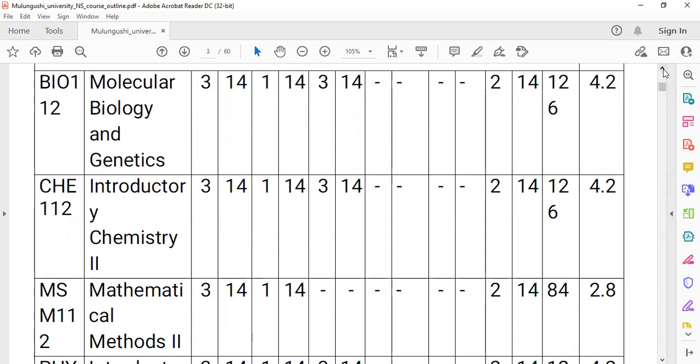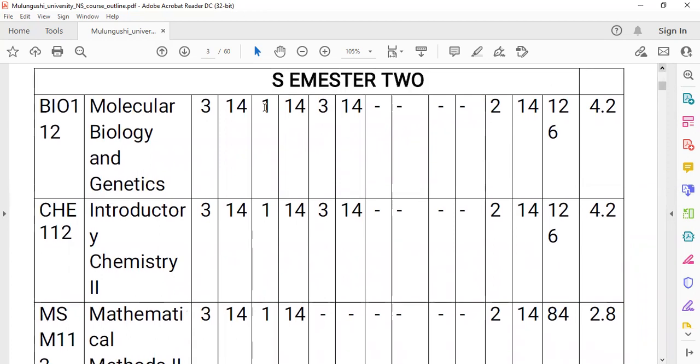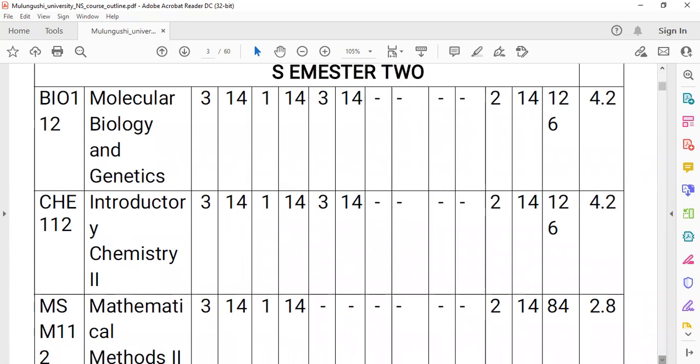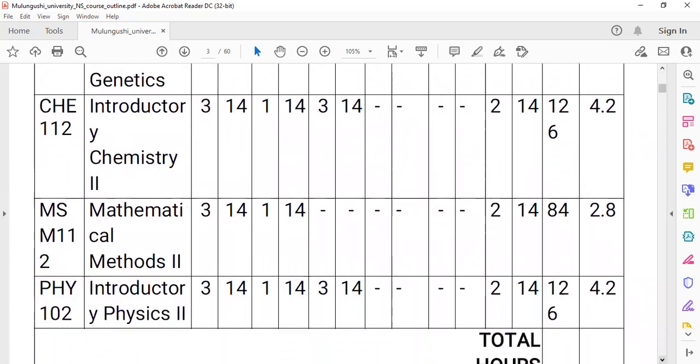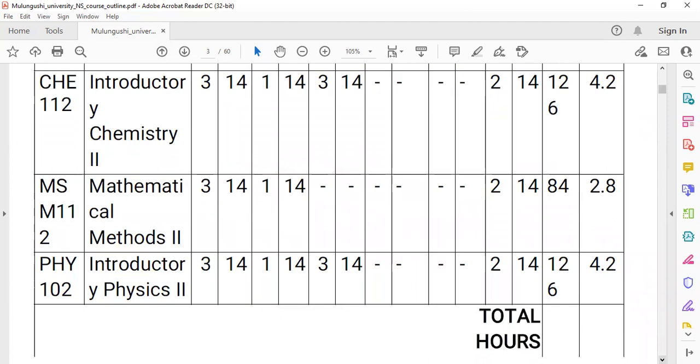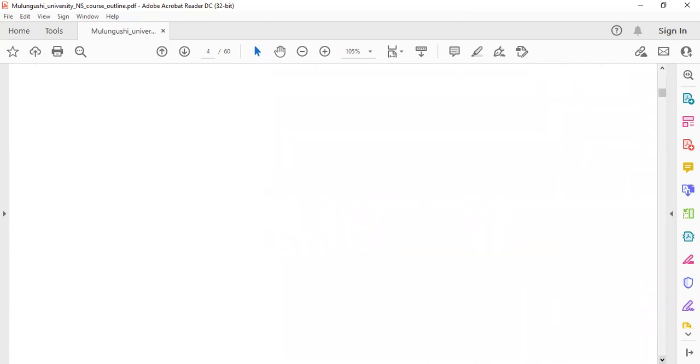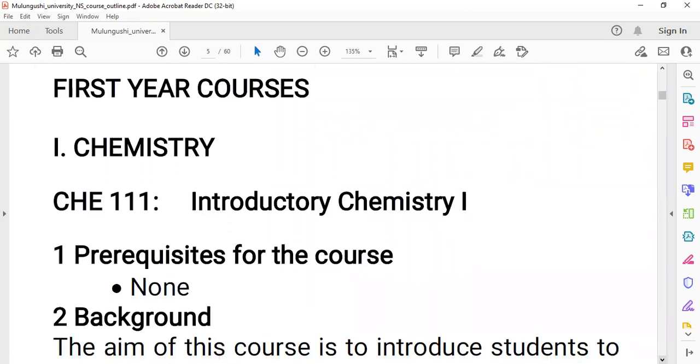Then in the second semester, you'll be expected to take another biology course, BIO112, molecular biology and genetics. Then you have introduction to chemistry 2, mathematical methods, and introduction to physics. So let us look at the course outline in detail. First year courses. For these explanations, the outline will be for chemistry.